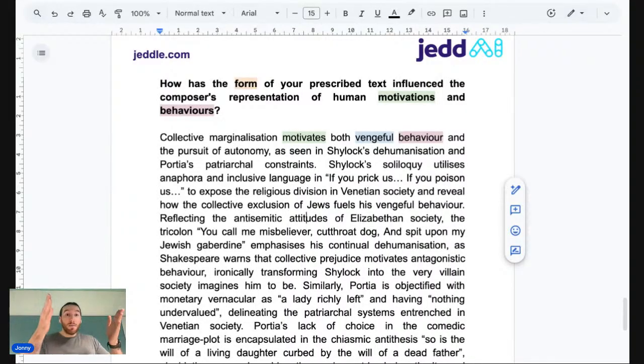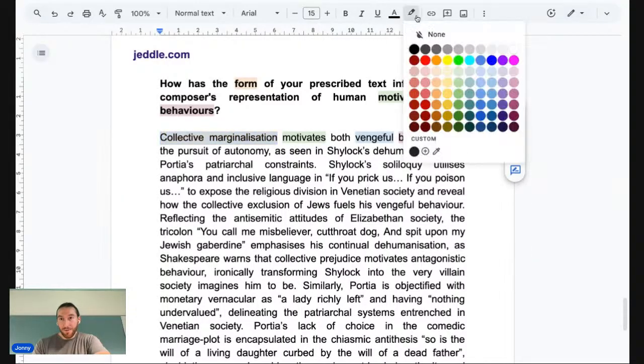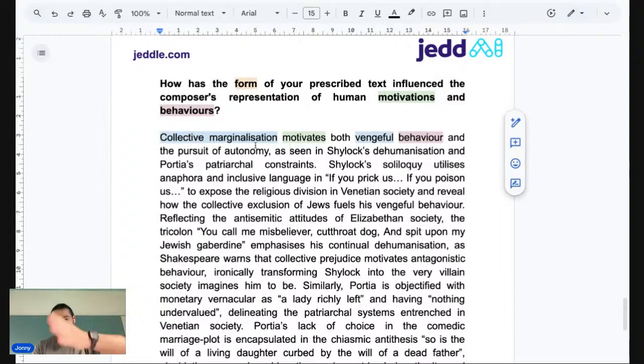Again, we haven't said motivation and behavior. We've said that motivates this. So we've got something being motivated by something else. That's the way you've used motivates and behavior. You've separated them, even though they're within a few words of each other. You haven't said and. You've actually got a causation going on there, and that works well in terms of the first part. Collective marginalization allows you to say what is motivating someone. So collective marginalization, that's the expand, motivates both vengeful behavior and the pursuit of autonomy.